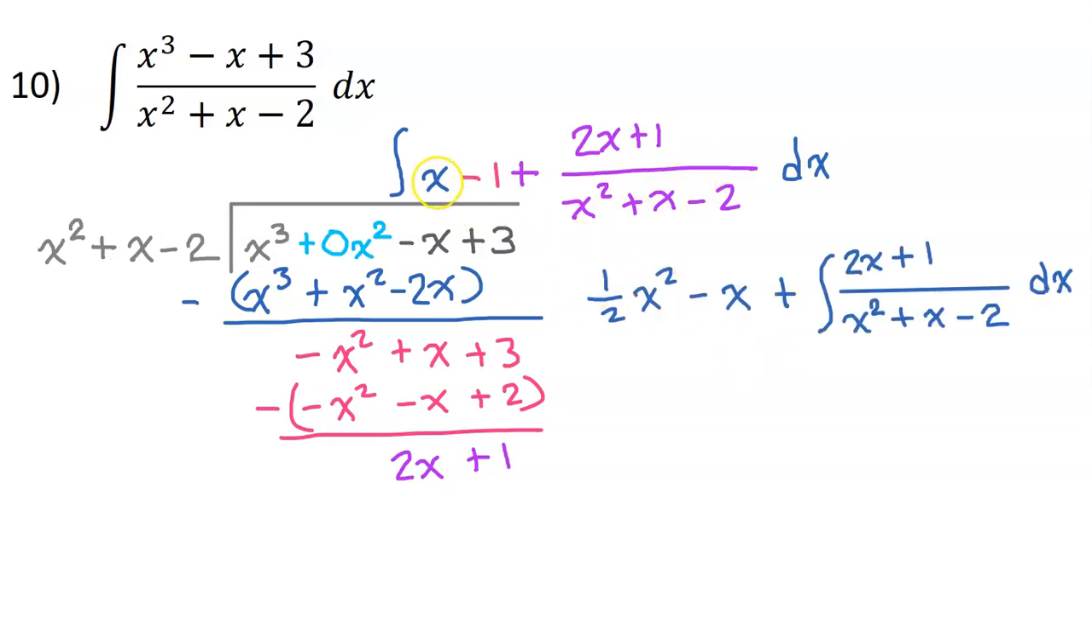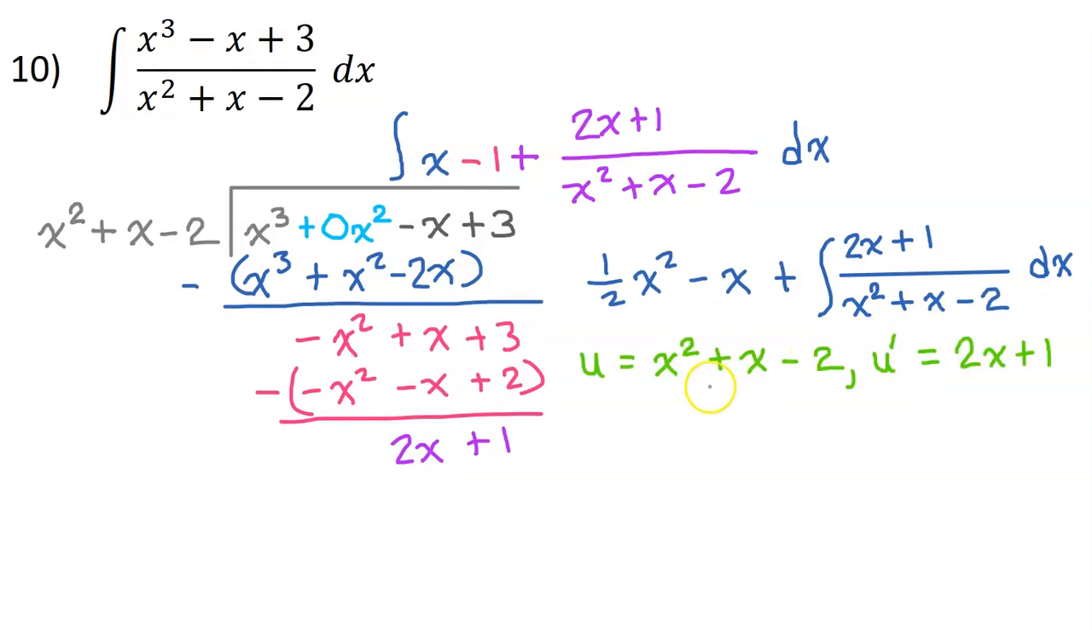The antiderivative of x is 1/2 x squared. The antiderivative of negative 1 is negative x. And then I've left the integral of the third term so we can focus on the u substitution that we need to do. As I mentioned a moment ago, if we let u equal x squared plus x minus 2, then u prime equals 2x plus 1.